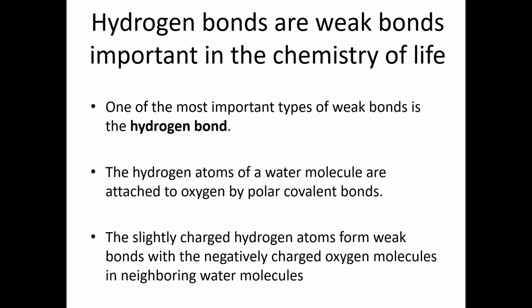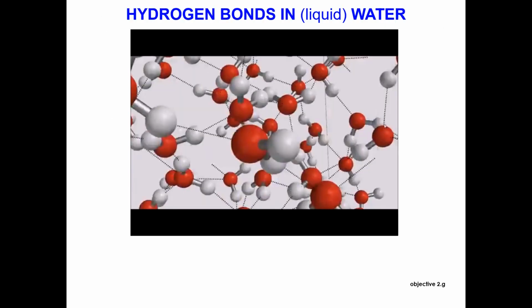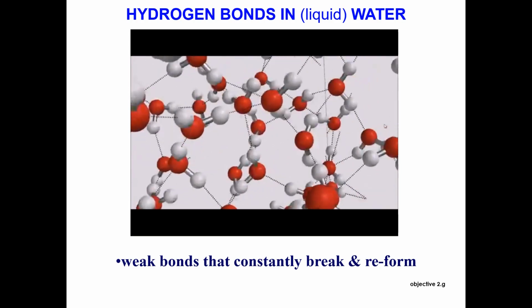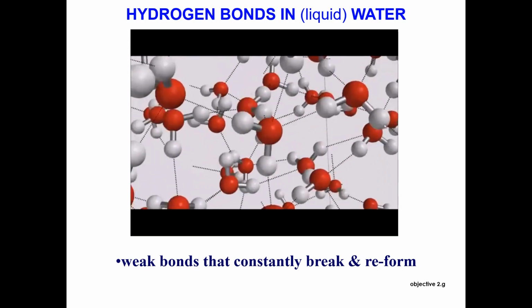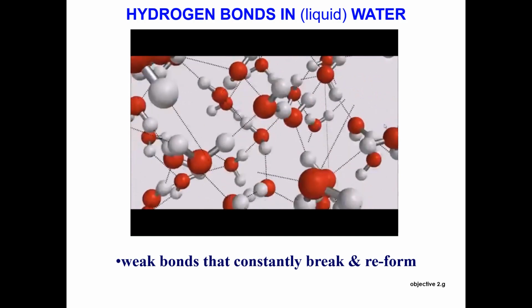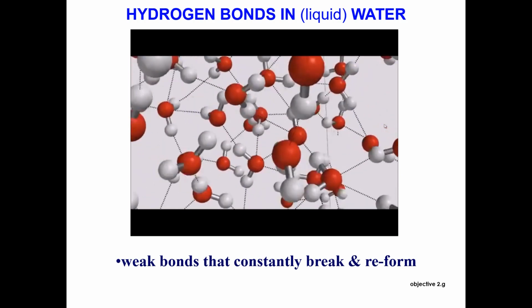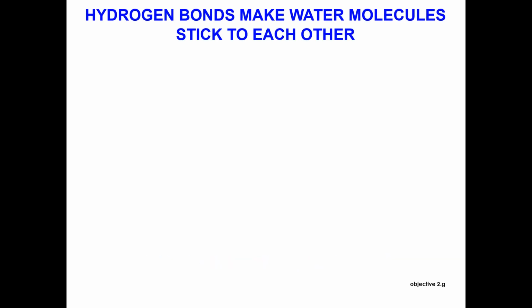This is because hydrogen atoms of water molecules are attached to oxygens by polar covalent bonds. The slightly charged hydrogen atoms form these weak bonds with negatively charged oxygen atoms in the neighboring water molecule, and these weak bonds constantly break and reform. Hydrogen bonds make water molecules stick to each other. This results in water being cohesive.